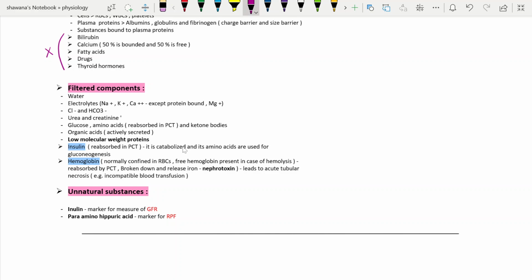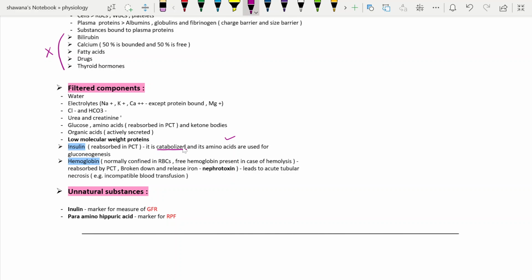Low molecular weight proteins, which include insulin. Insulin is a hormone, right? But it is made up of proteins, protein subunits. Insulin is filtered, but it then gets reabsorbed in the PCT. This insulin is catabolized and its amino acids are used for gluconeogenesis. The definition of gluconeogenesis is the synthesis of glucose from non-carbohydrate sources. It can be either fatty acids or amino acids. So insulin catabolism in the PCT cells will release amino acids, and these amino acids are used for gluconeogenesis.